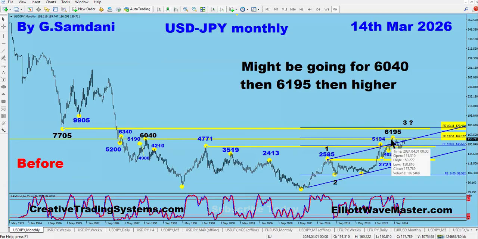Last time we tried here, we hit that 61.95, then dropped back in, then went up again, then dropped again. Now this is the third time we are going to test this number here, right? 60.40. So that's how we are going to the upside.